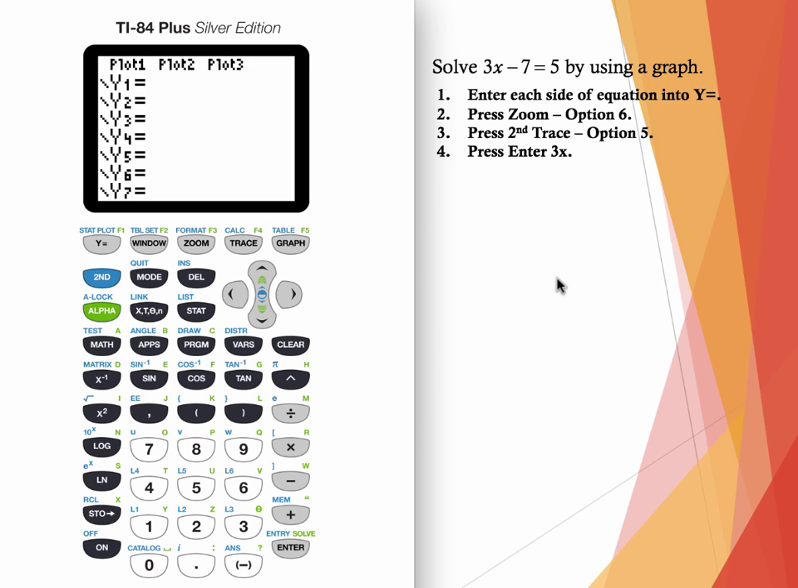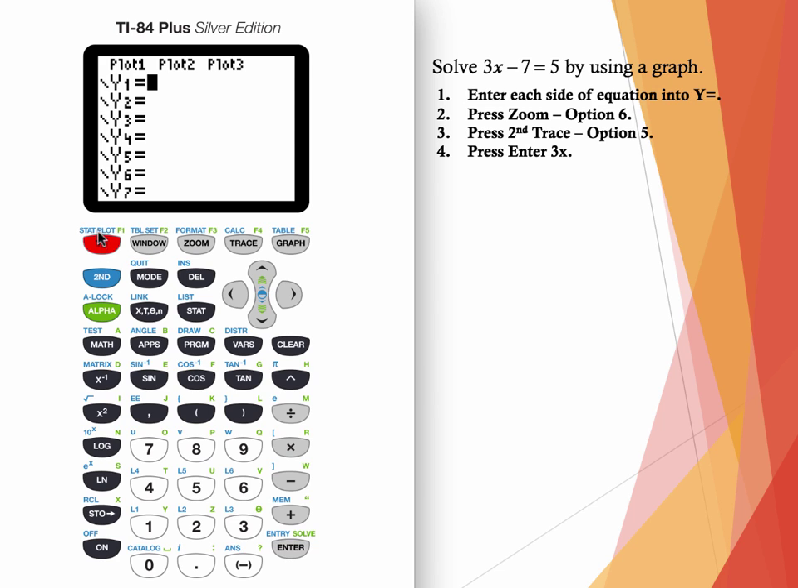We can also solve this equation by using the graphing calculator. What we're going to do is enter each side of our equation into y equals. Use Zoom 6 for just a standard graph. We may need to adjust this graph after we look at it, but for now we're going to start with a standard 10 by 10 graph. Then we find the intersection by selecting second and then the trace key, option number 5, and then hitting enter 3 times.